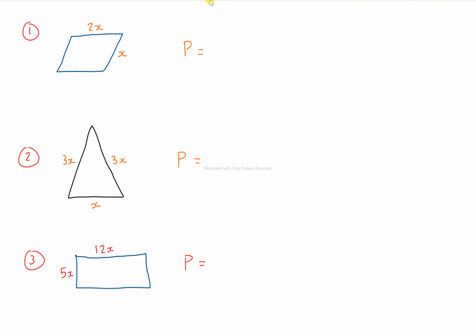Right, okay. So we're going to do a shortcut. 2x plus x is 3x and we double it. So the perimeter is 6x. 3x plus 3x is 6x plus 1x is 7x.